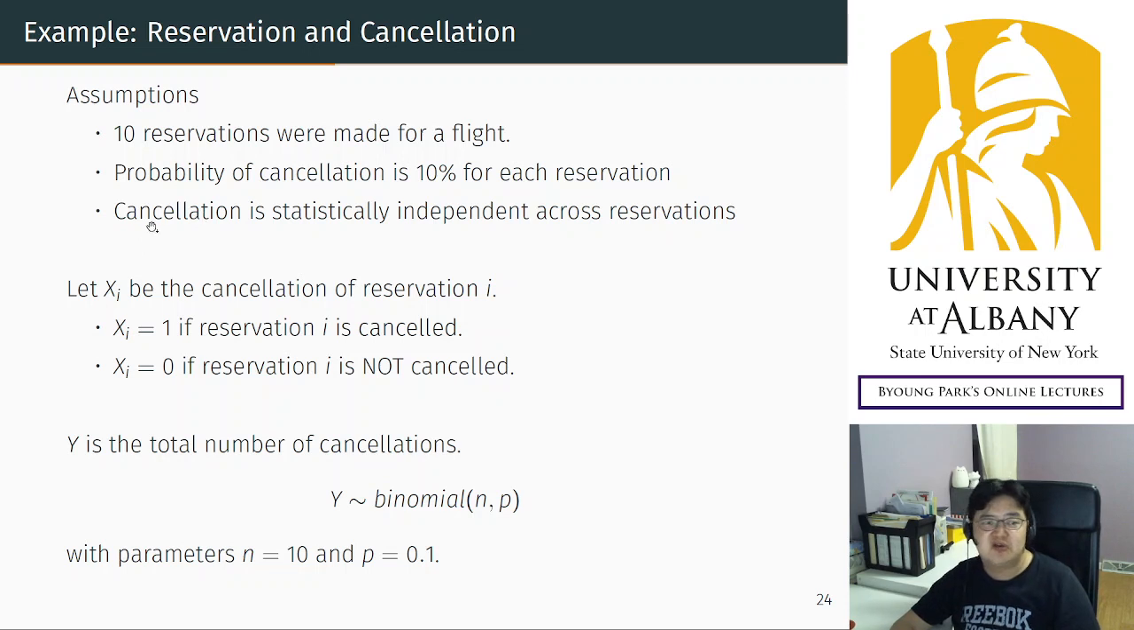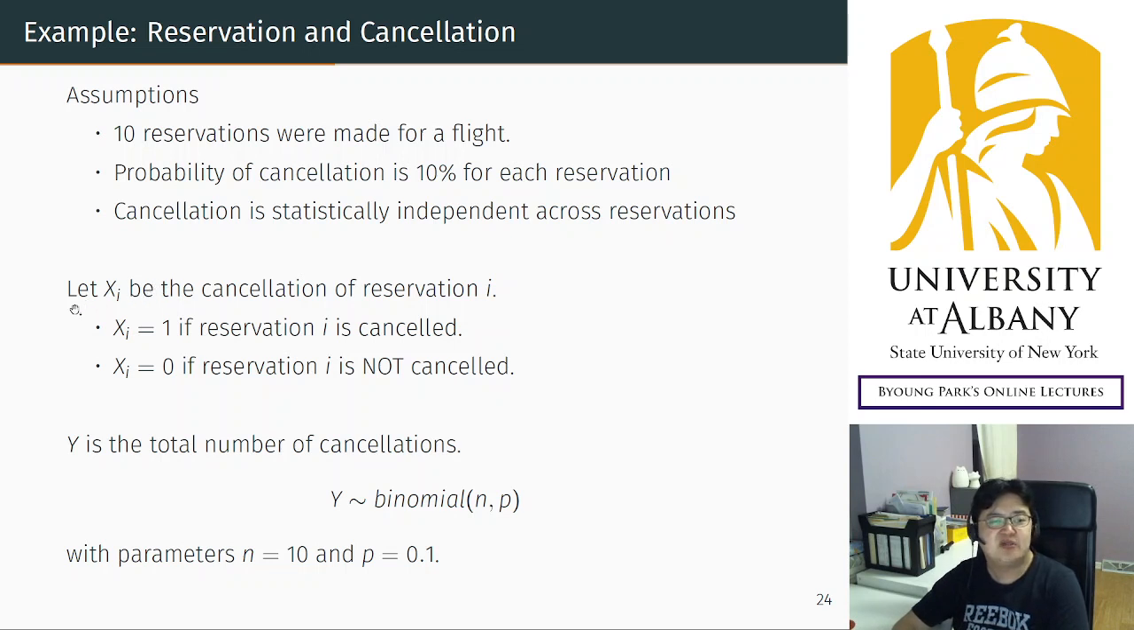And I will additionally assume that the 10 reservations are statistically independent, right? That means the cancellation of the first ticket has no effect on the cancellation of the others. If, for example, the first 2 passengers are a party, then the independence is a little bit unrealistic. But I assume that the 10 reservations are made by 10 different parties, and they do not know each other, and they don't care whether others cancel or not. So they do not have any effect on each other.